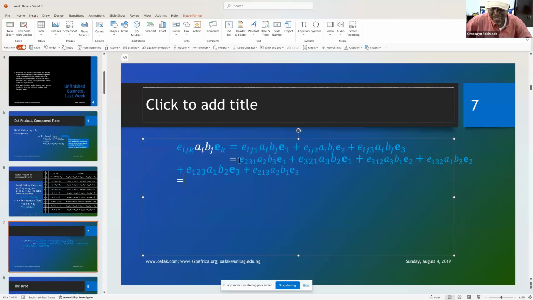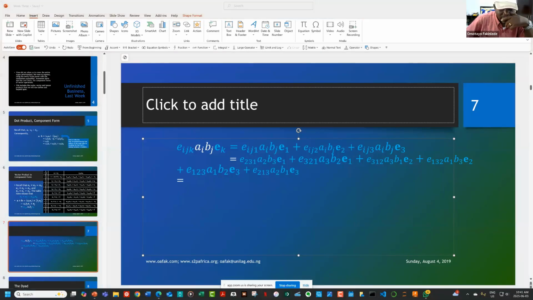Just there are 6 things here: E231, E312, E321, E132, E123, E213. First of all, notice that they are all different. There's not one that is repeating the other, and they have values of either 1 or -1. So go to the chat room and show me that you know what these numbers are by writing all the 6 in a single sentence. 1, 1, 1, 1, 1, or 1, 1, 0, 1, whatever they are. Just make sure that your order is the order that I've written them here. So I'll go to the chat room and check you there.